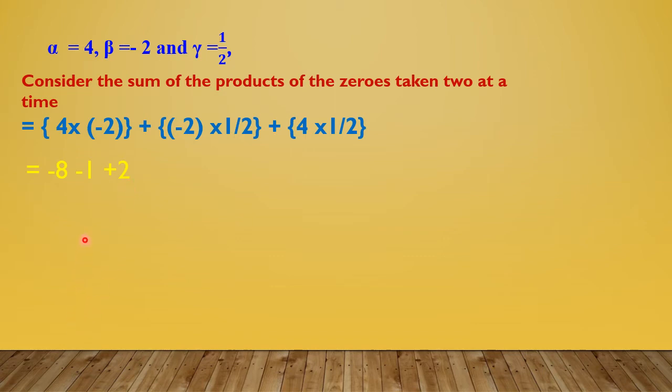Now let us compare this with the coefficients of the cubic polynomial. Now this will have the relationship that it is equal to c upon a. As you can see, c is minus 14 and a is 2. So minus 14 upon 2, what will it be? It will be minus 7. And here also you are getting minus 7.